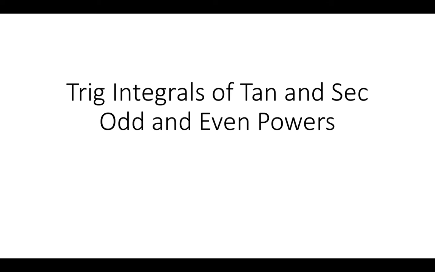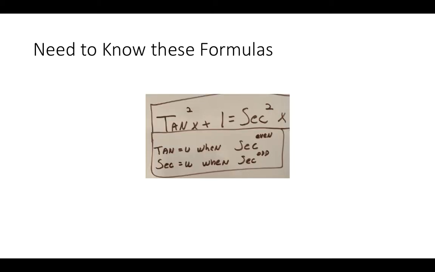I wanted to go over how to solve trigonometric integral problems of tangent and secant, odd and even powers. First thing you want to know are these formulas or equations. The basic one is tan squared x plus 1 is equal to secant squared x. We will manipulate this to fit our needs if necessary.